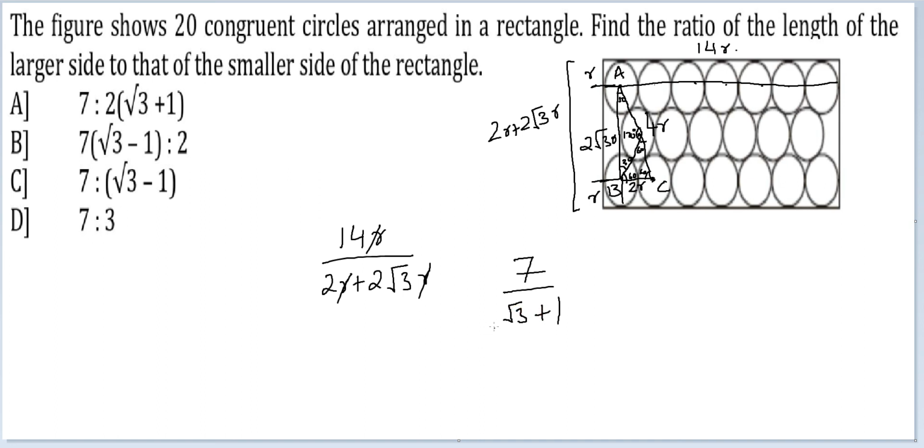If I end up getting 7 by root 3 plus 1, how do I turn this around? I will have to rationalize it. None of the options fit. So I will get 7 into root 3 minus 1, whole thing divided by root 3 plus 1 times root 3 minus 1, which is 2. Therefore, now this ratio is familiar. It will be option B, which will be the answer to this question.